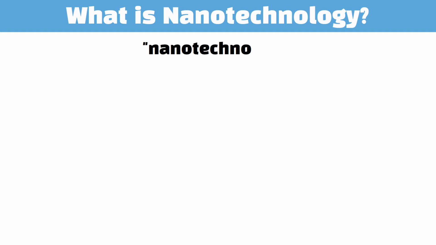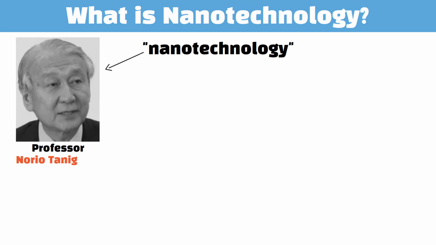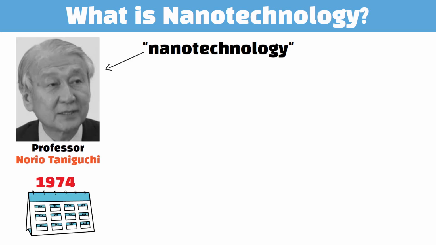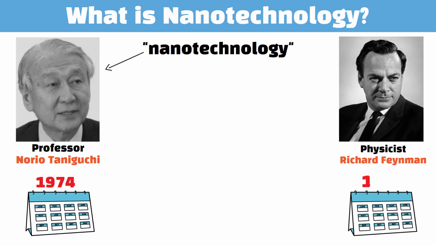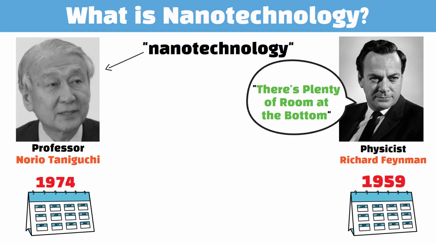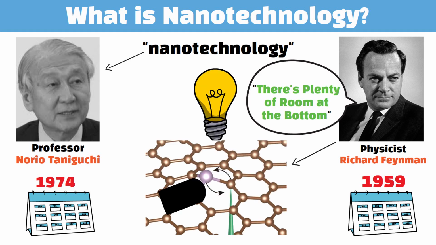The term nanotechnology was coined by Professor Norio Taniguchi in 1974, but the concept was first introduced by physicist Richard Feynman in his 1959 talk, "There's Plenty of Room at the Bottom." Feynman proposed the idea of manipulating individual atoms, laying the groundwork for what would become nanotechnology.